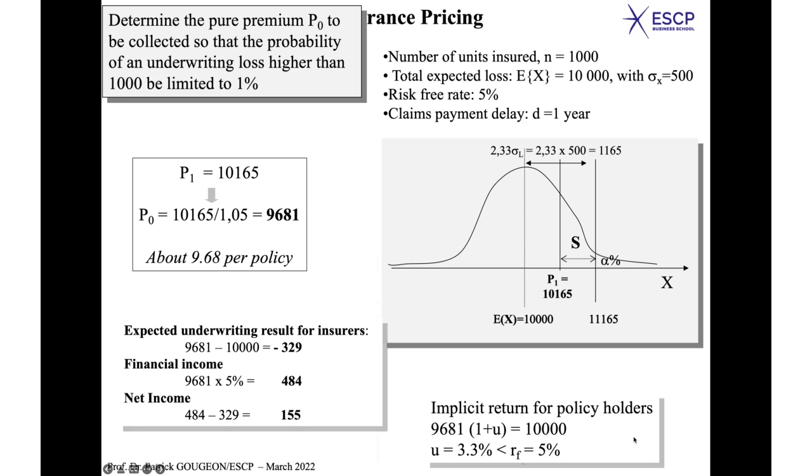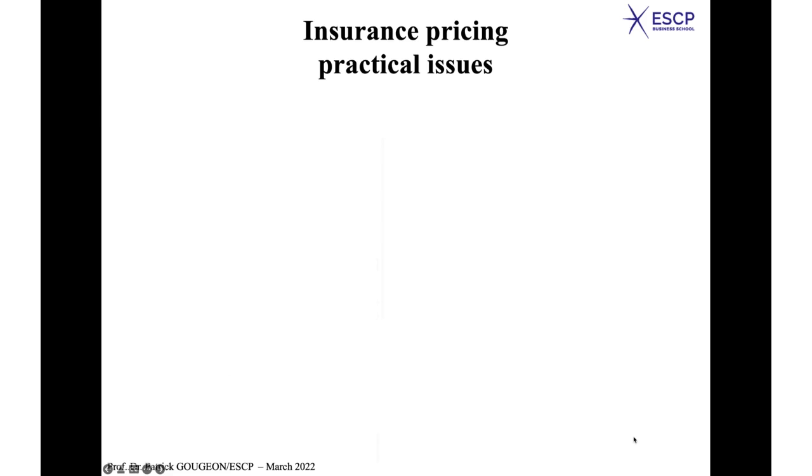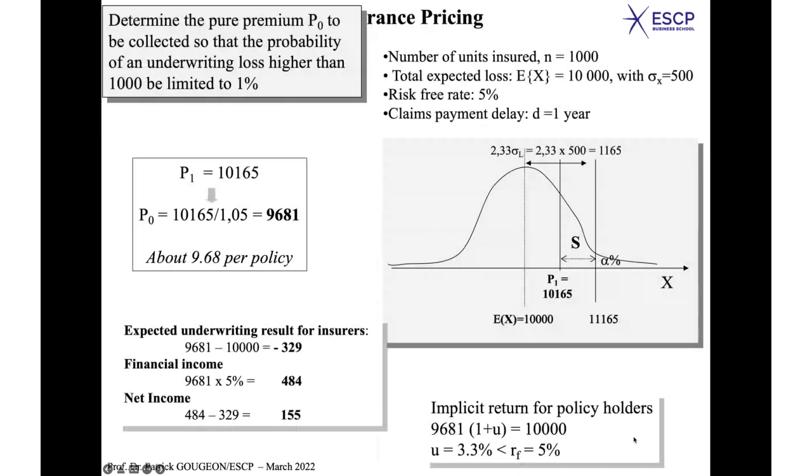So what is their implicit return? As you can see, it's the value of U, which is 3.3% here, which is lower than the risk-free rate as expected. So that's the basic techniques of insurance pricing.